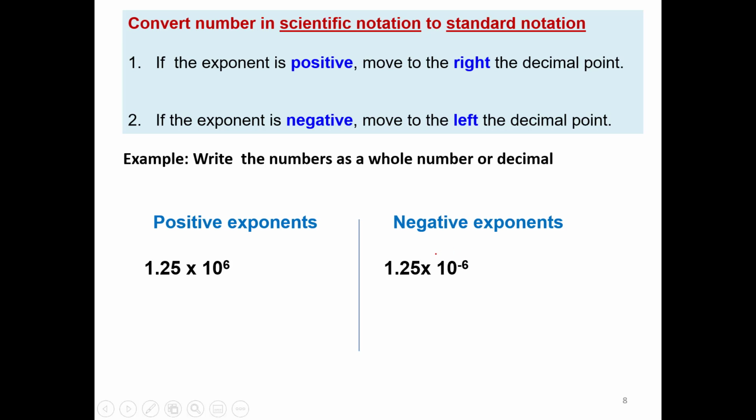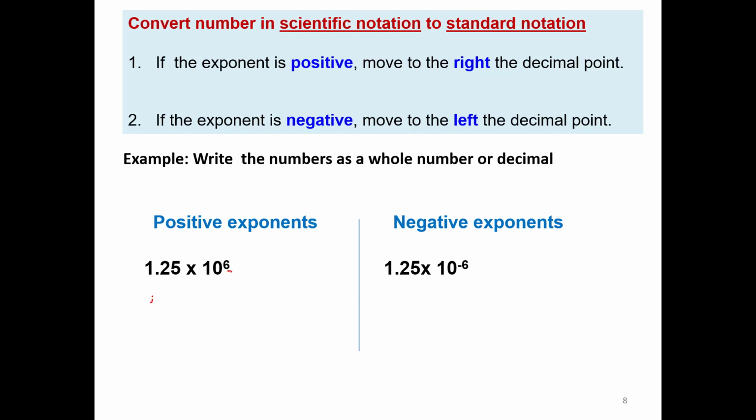Let's try this too. We want to write this number in standard notation. We have 1.25 × 10 to the power 6. If the exponent is positive, we need to move 6 places, because this is the power. We need to move 6 places to the right.